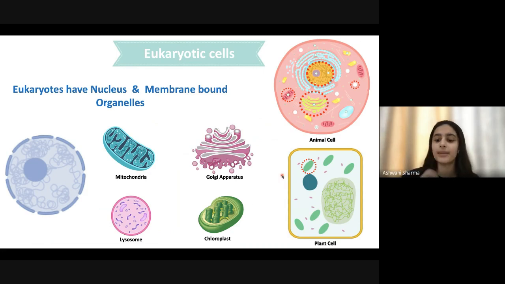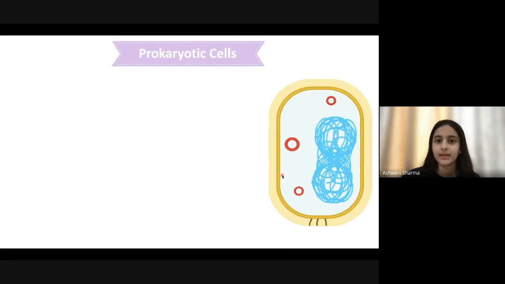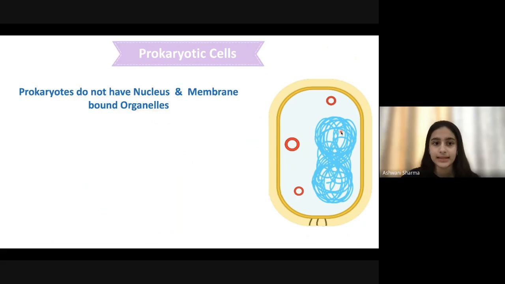Now let's go to prokaryotic cells. Over here is a prokaryotic bacterial cell. Prokaryotic cells do not have a nucleus or membrane-bound organelles. If we see this image, these string-like structures are the bacteria's genetic material. As we can see, it is not stored in any nucleus. Prokaryotes do not have a nucleus. Their genetic information is just floating freely in the cell.